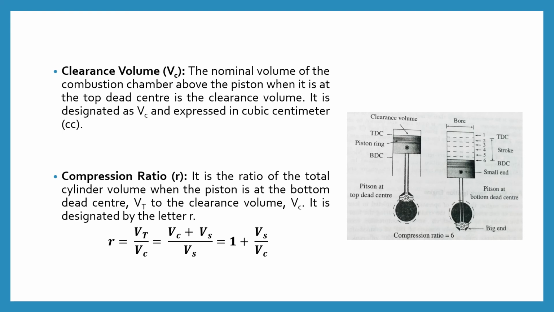So the compression ratio R equals Vt by Vc, where Vt is the total volume of the combustion chamber and Vc is the clearance volume. Total volume of the combustion chamber means the swept volume plus clearance volume. So the equation looks like R equals 1 plus Vs by Vc. This is the compression ratio.